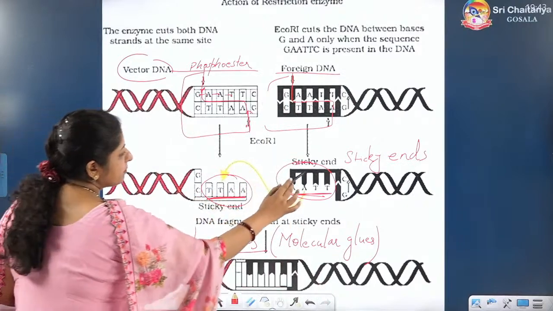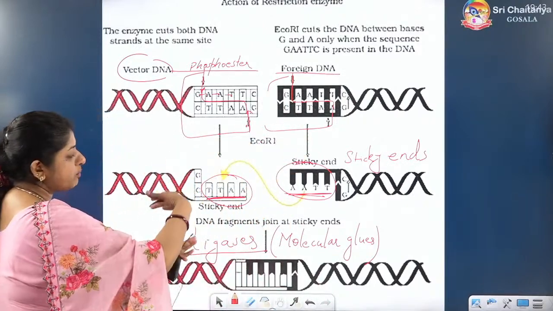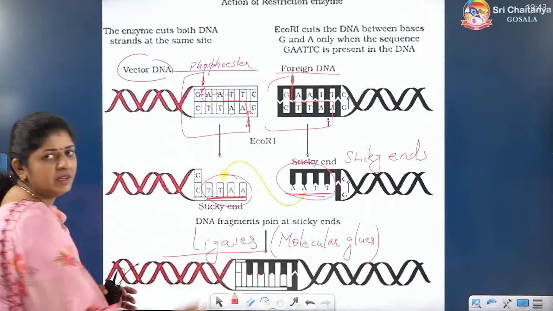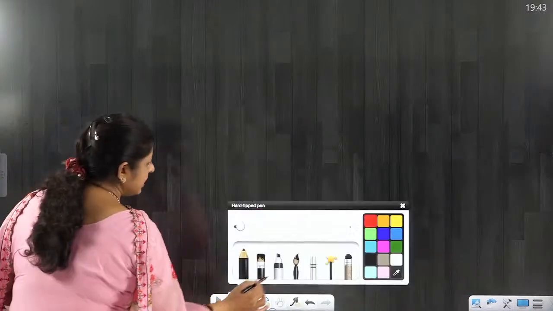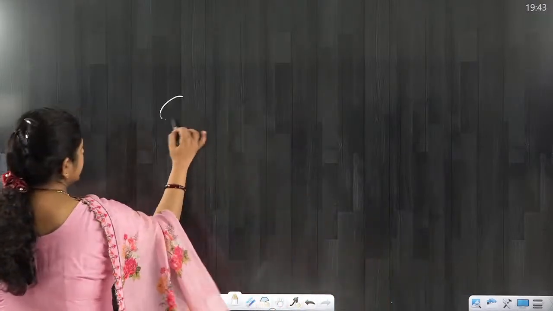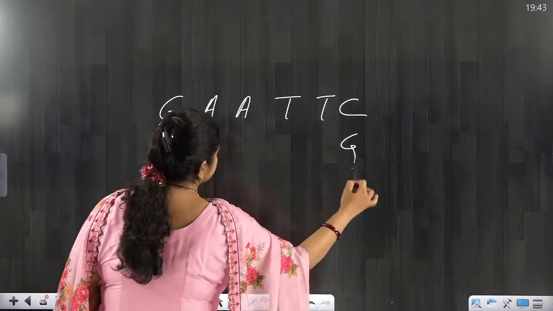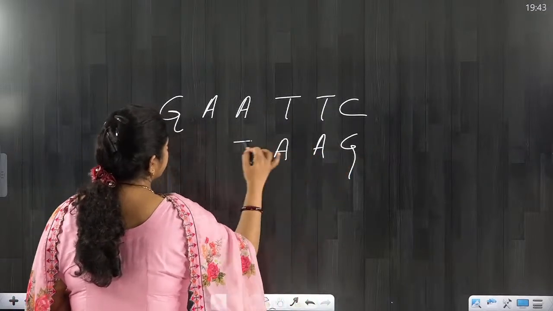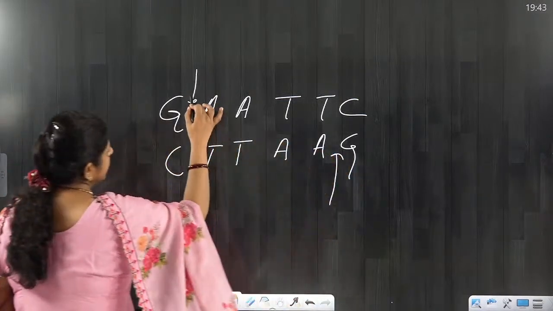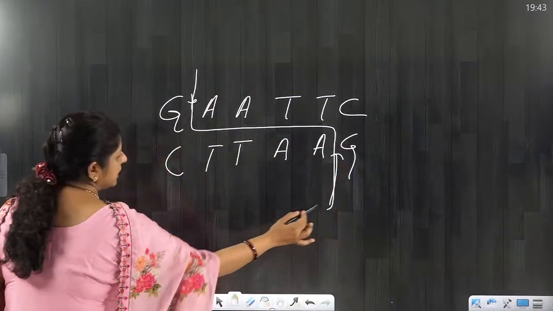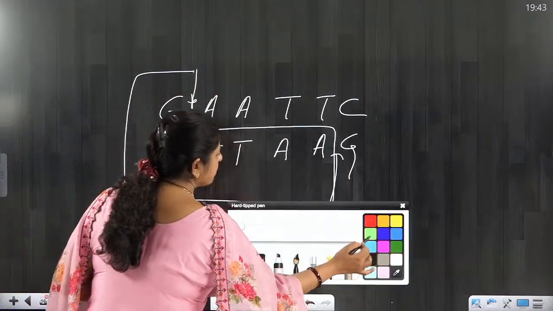Then you get these complementary sticky ends of foreign DNA and vector, and you bind them and make a recombinant DNA. Let me explain through one big layout, GAATTC. GAATTC. Where is it cutting? On this point.